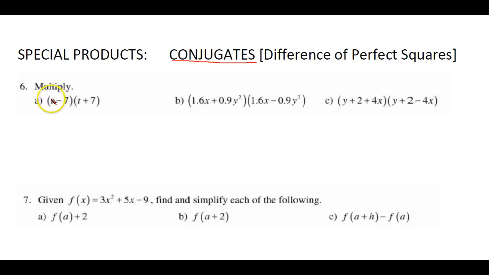Now an interesting thing happens when we multiply conjugates, and let me show it to you here. We're going to use the FOIL. We get t squared first. Our outers are a positive 7t. Our inners a negative 7t. And our last is a negative 49. Now notice what happens to our middle terms when we multiply conjugates. The middle terms just cancel out.